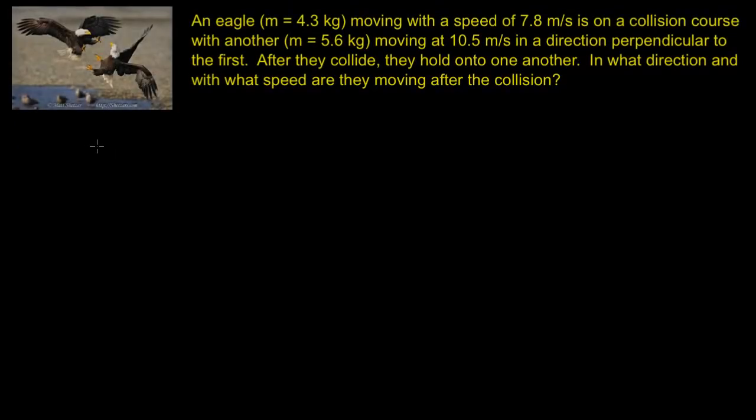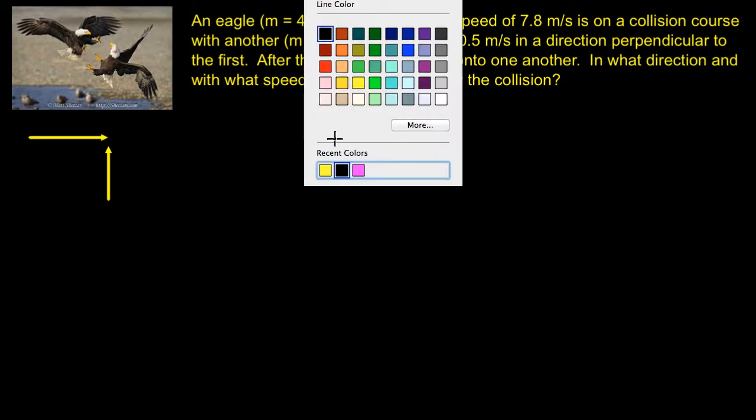So after reading this question, we see that we have two eagles traveling, one traveling, we'll say, to the right, and one traveling upwards. Their two vectors are perpendicular to each other. So that means we will have to make a reference chart.